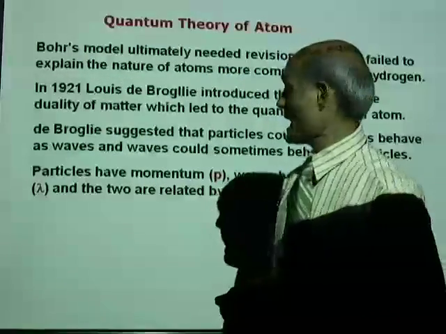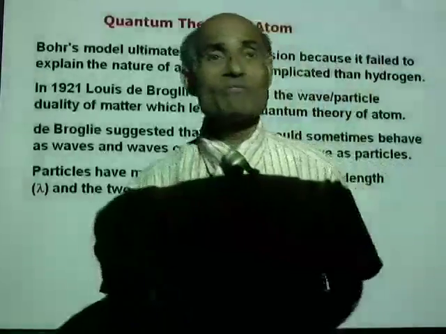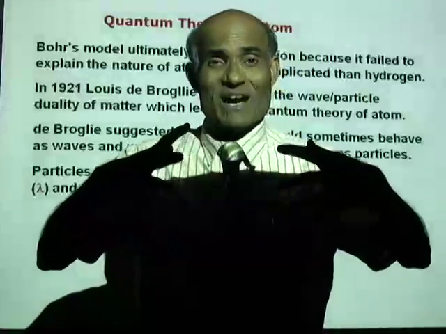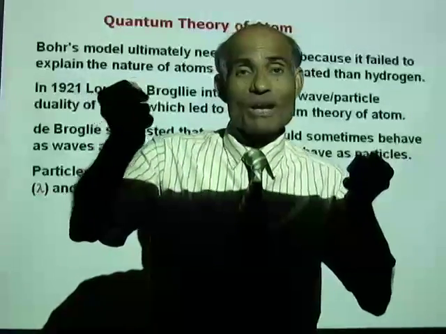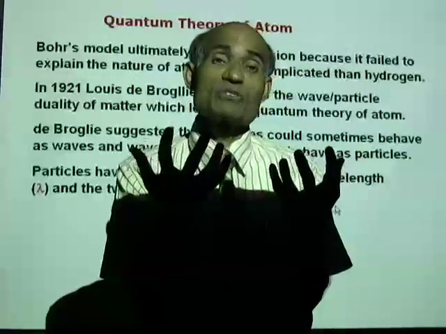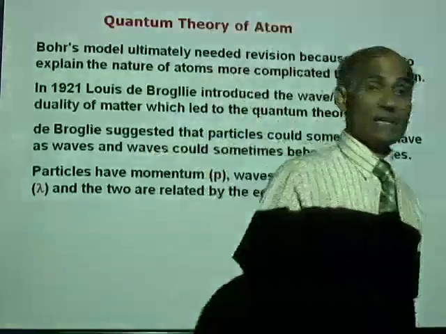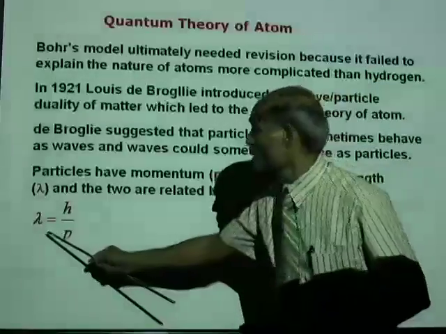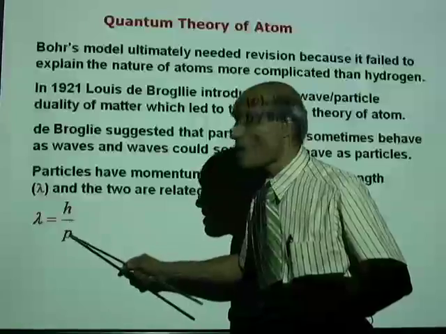Now, a particle has a momentum p and a wave has a wavelength lambda. That means if you have to assign a duality, a dual nature, then you have to find a relation between these two. Is there a relation between the momentum of a particle and its wavelength? Indeed, there is a relation between momentum and the wavelength. And this is the equation that de Broglie came up with. Lambda equal to h over p.